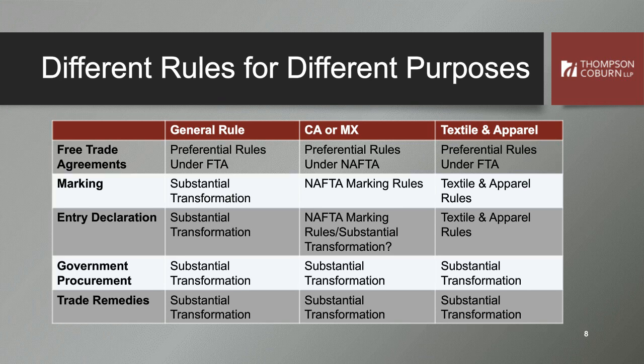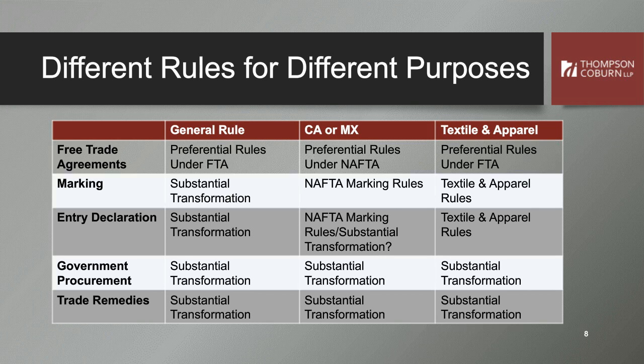Government procurement uses substantial transformation of sorts, and it depends. There's several different rules of origin applicable to government procurement. There's the Buy America Act, the Buy American Act, and there's the Trade Agreements Act, and there's other provisions as well. Some of them, like the Trade Agreements Act, specifically use substantial transformation. Others use it in terms of defining manufacturer, or may use another test to determine origin. And finally, trade remedies, which I mentioned before, ADD, CVD, 301, others, is a substantial transformation test.